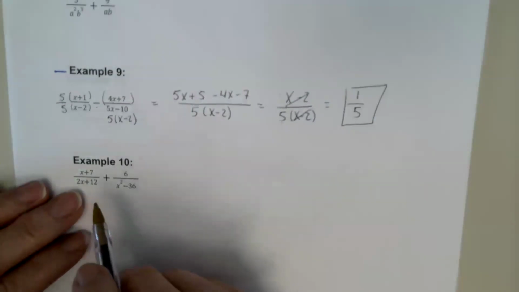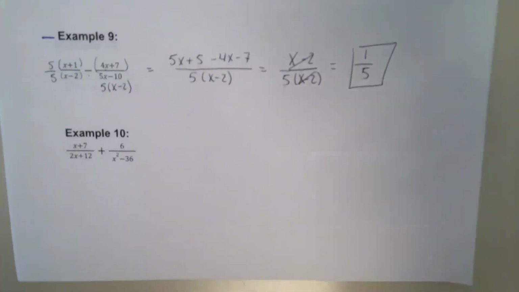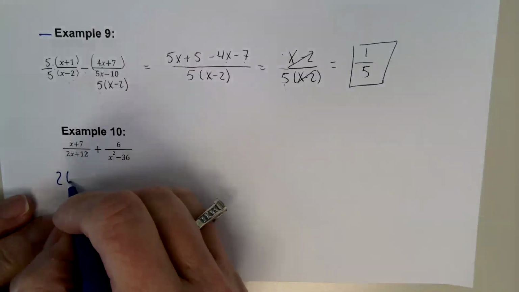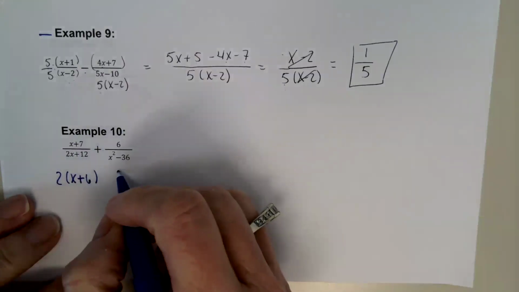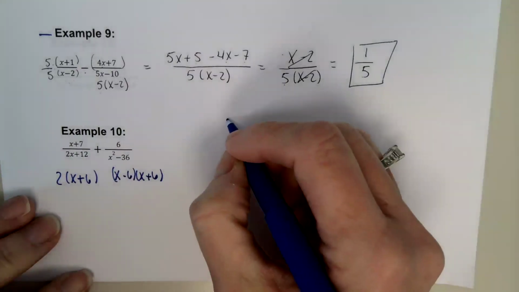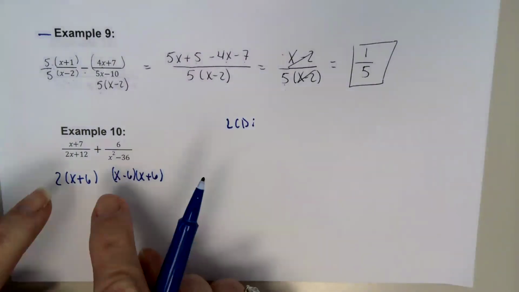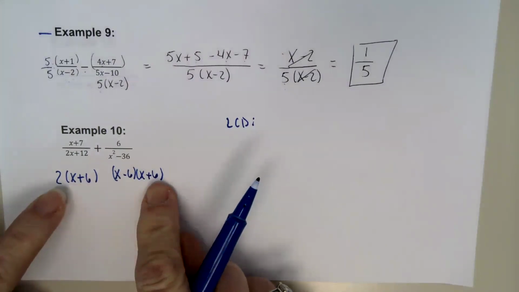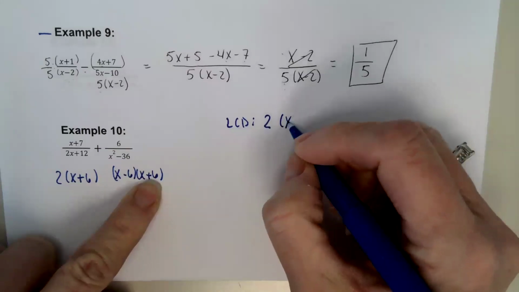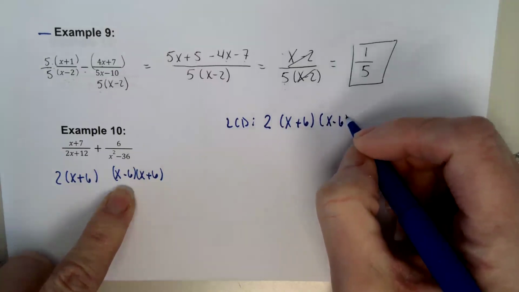Now, example 10, I'm going to have to do the same. If I was to simplify these and add them, I have to factor the denominators to find the least common denominator. And then that's going to factor into x minus 6, x plus 6. Okay, so my LCD has to include each factor the most number of times it occurs. So 2, and then they both already have an x plus 6, so that's included, but I don't need to worry about it too much, and then an x minus 6.